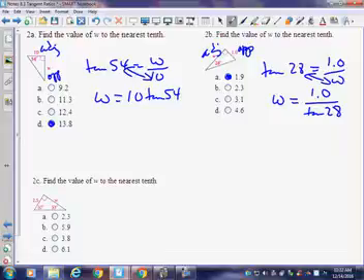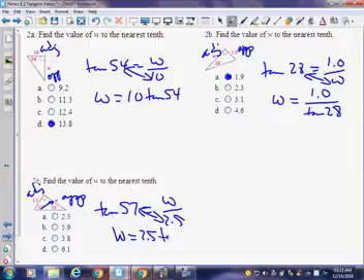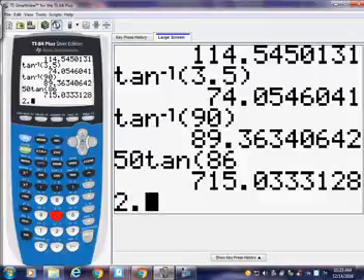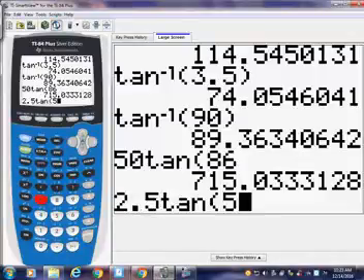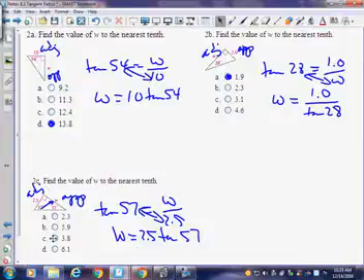So on the next one, I can choose either corner. So I think I'll choose 57 to do it from. So W is opposite 57 and adjacent to 2.5. So tangent of 57 equals W over 2.5. And in that case, I cross multiply and get W equals 2.5 times tangent of 57. When I type that in my calculator, let's see what I get. 2.5 times tangent of 57, and we get 3.8. C.